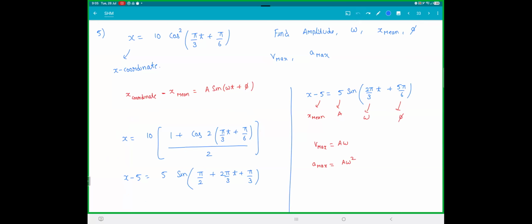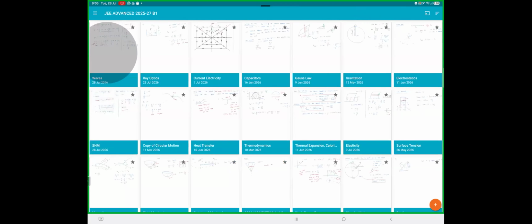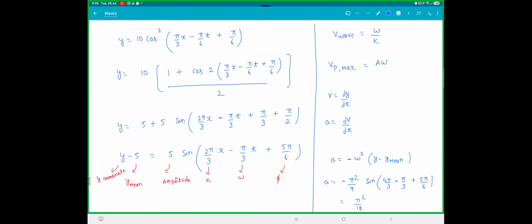And this will come again in AC circuits. So don't forget this. Idea will again come in AC circuits. All clear with this? So this is one way.